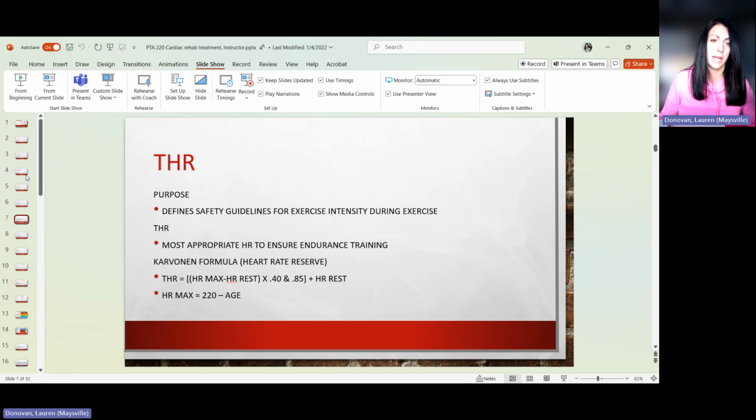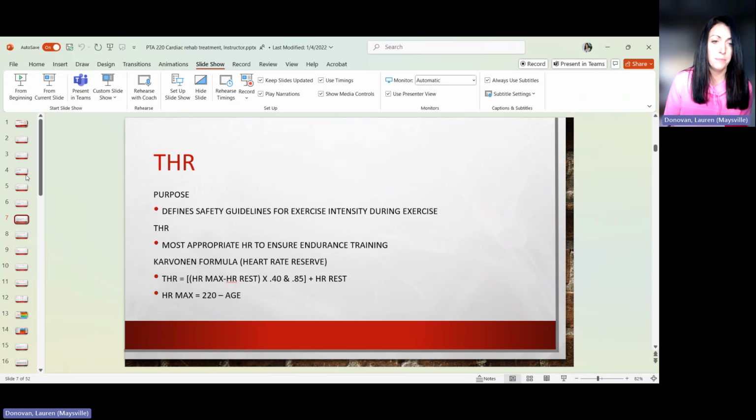Now, the target heart rate defines safety guidelines for exercise intensity, so that we know how to target their heart rate effectively. It is especially appropriate for use during endurance training. This is the Karvonen formula for the heart rate reserve that I do need you to know, because that will be on the exam.